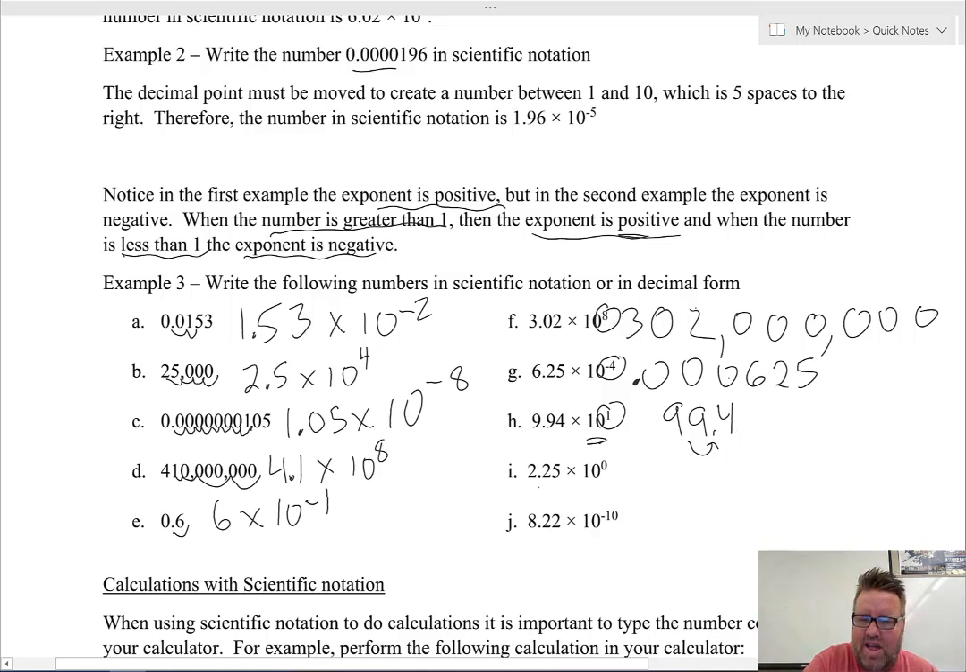Okay, and then even letter I, 2.25 times 10 to the 0 means don't move that decimal point any spaces at all, so it's just 2.25.